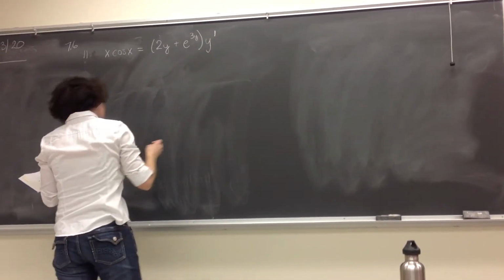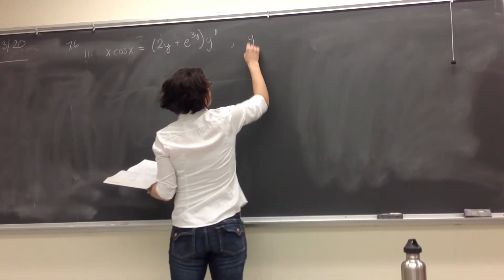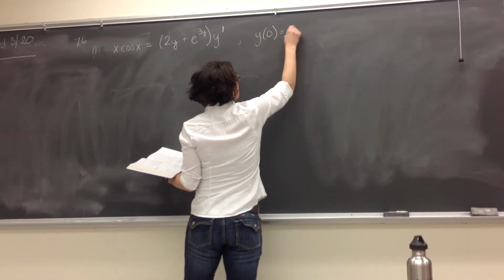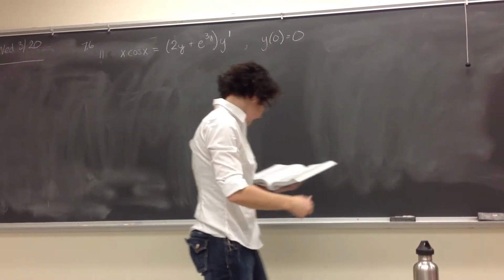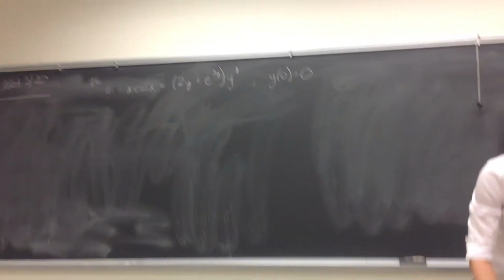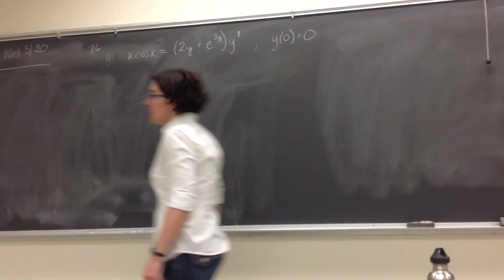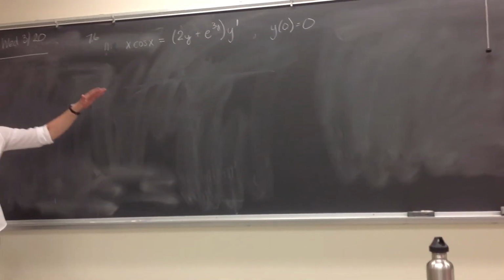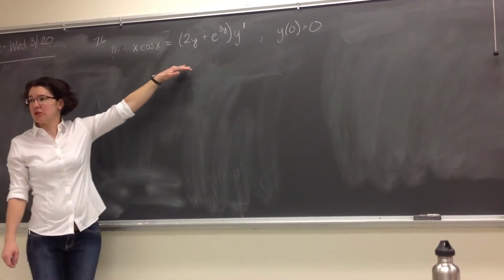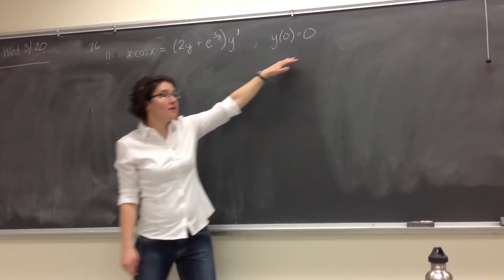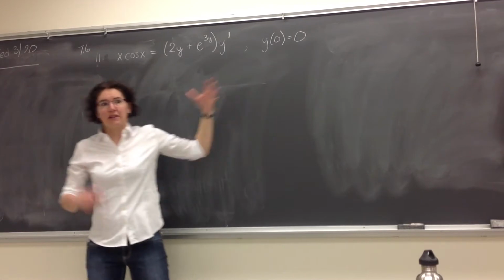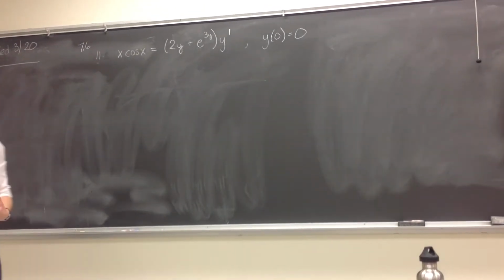times y prime. And then we are also given that y of 0 is equal to 0. Okay, so we're actually given two pieces of information here. We're given the differential equation, and then we're also given an initial value. And so technically when you group these two together, this is called an initial value problem.